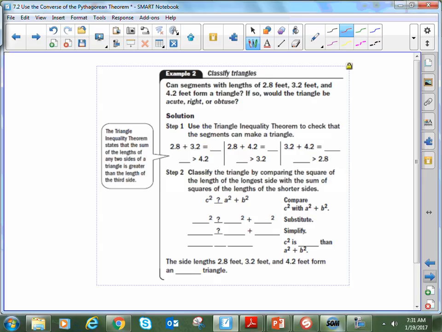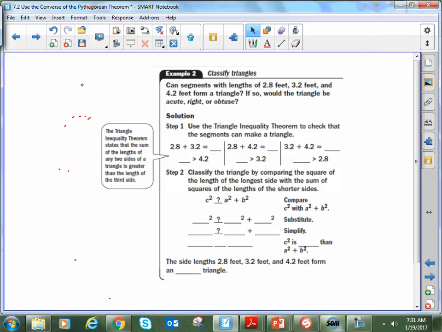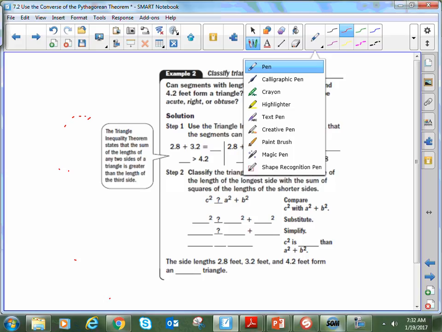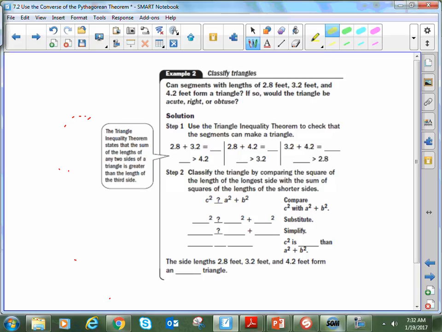So here we have an example very similar to the kind of questions that you're going to see on your homework assignment. Can the segments with lengths 2.8, 3.2, and 4.2 form a triangle? There are actually two questions being asked here. The first question is, can they actually form a triangle?